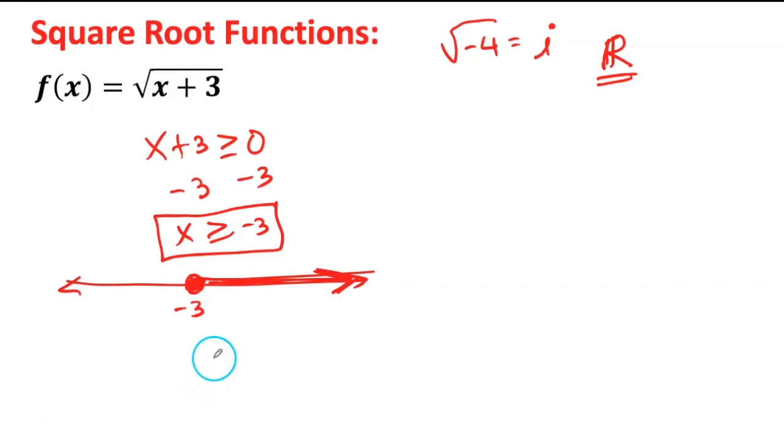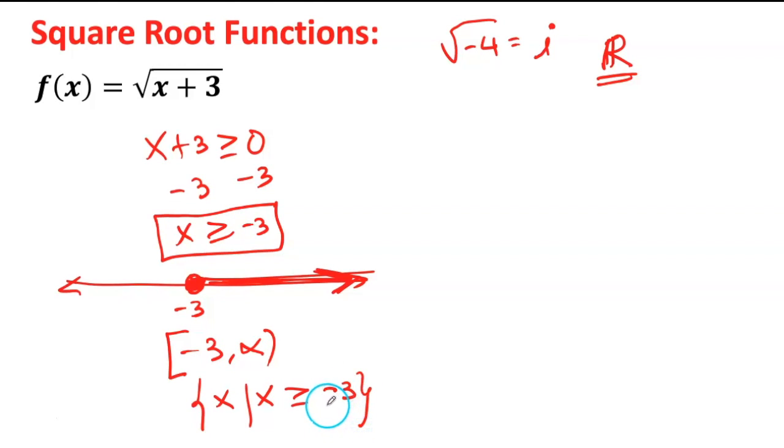Okay, let's write this in interval notation. Negative 3 all the way to infinity. Infinity will always have a parenthesis. Now, the negative 3 is included. Therefore, I put a bracket. Okay, this is interval notation. What if I write this in set notation? So it's going to be x such that, and I bring my inequality. x greater than or equal to negative 3, and I close.